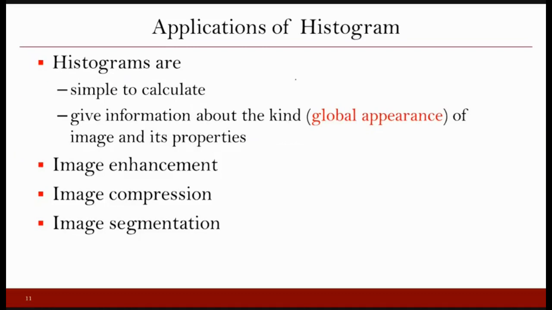for the histograms. We mostly use the histogram because it's very simple to calculate, and with the help of the histogram, we can get a good amount of global information about the image. As we have seen in all these examples, if only the histogram is shown to us, we can tell a lot of details about the nature of the image. So since it is simple to calculate and provides a good amount of global information about the image, we have a lot of applications for this.